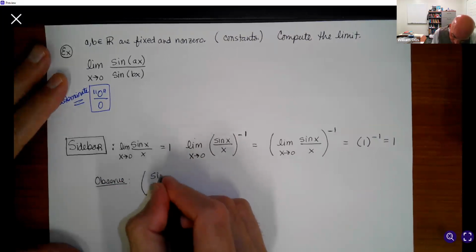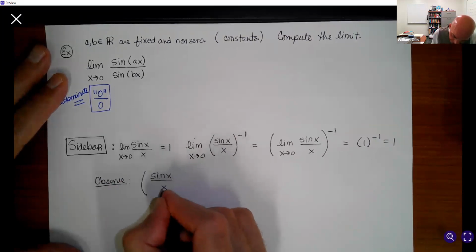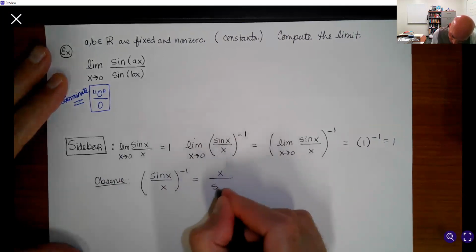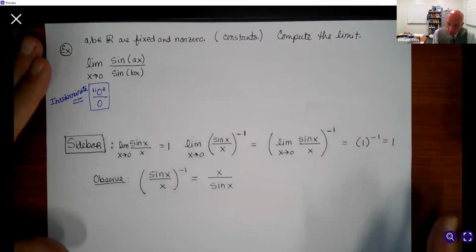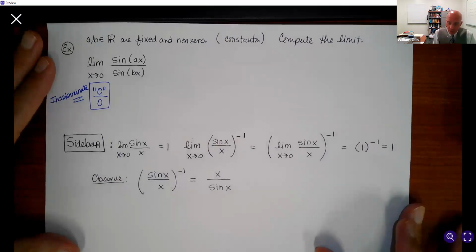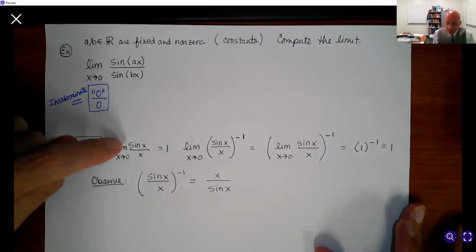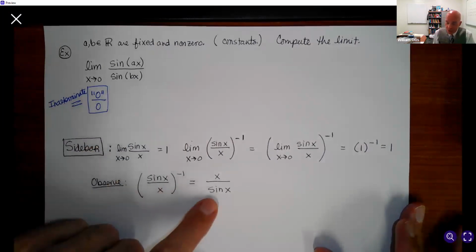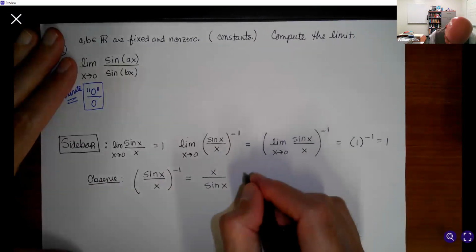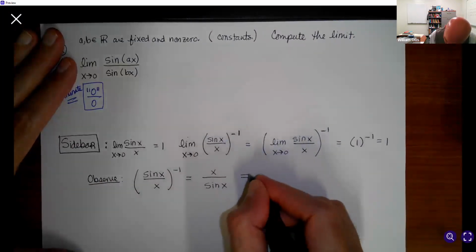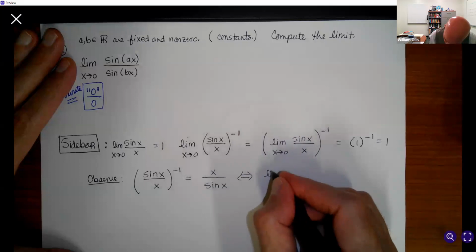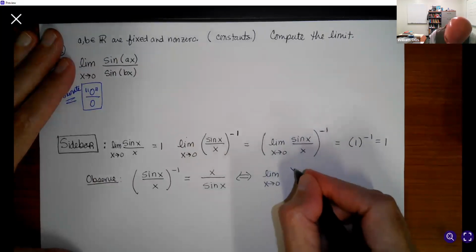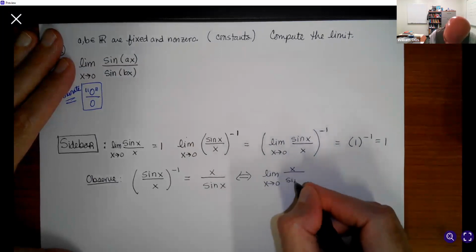By definition, sine X over X to the -1 is just X over sine X. Okay? So, if the limit of sine X over X as X approaches 0 is 1, then that's also the limit here. So what we have is if and only if, just writing it this way so it looks more like this problem. We've just proven that using a composition.